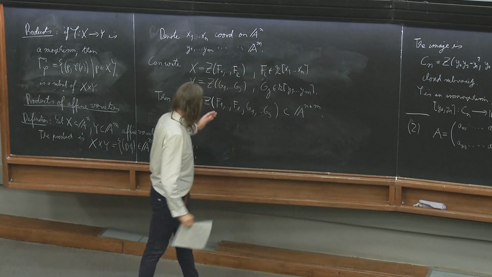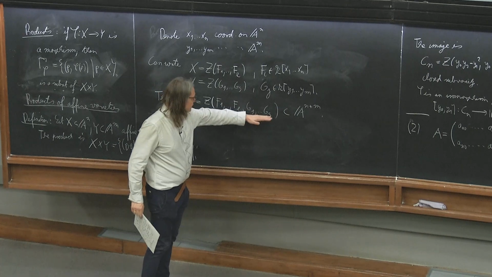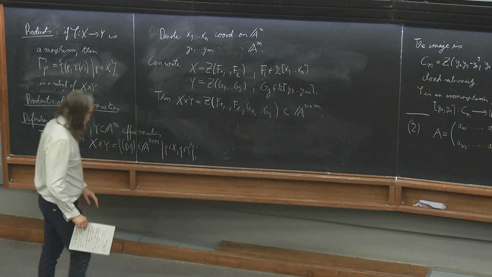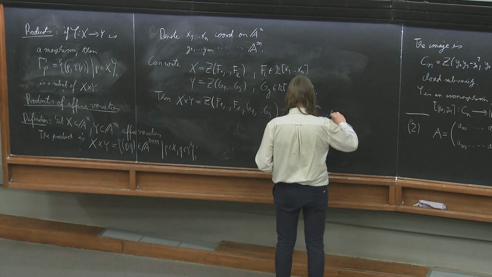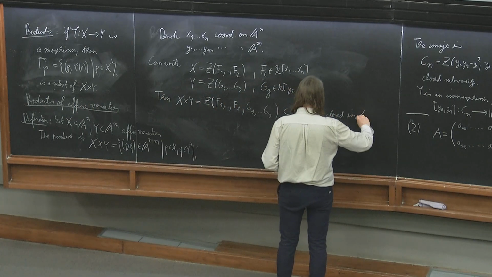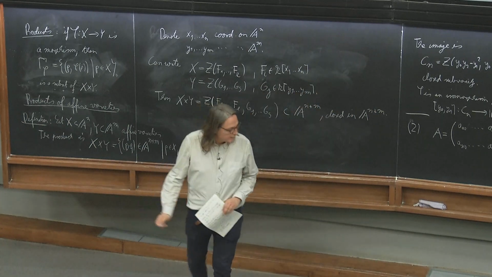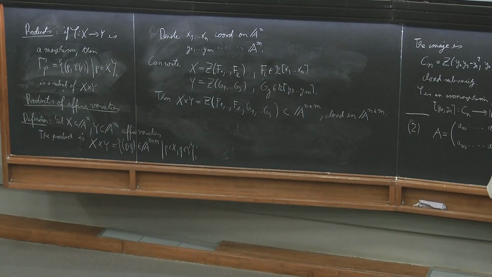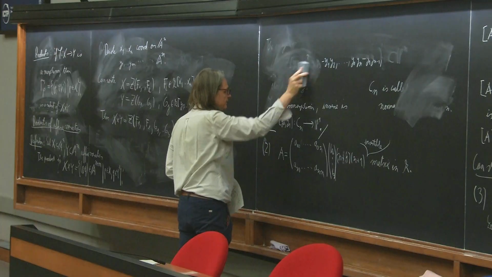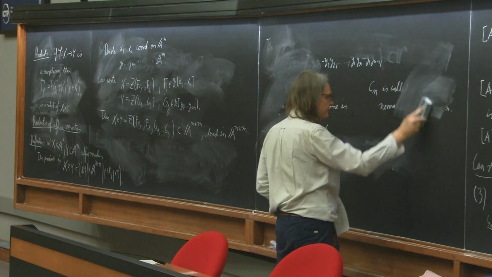No, just the first n coordinates are supposed to fulfill the f_i conditions, and the last m coordinates the others. This is just a product, so this is a closed subset in A^(n+m). So the product of two affine algebraic sets is an affine algebraic set. And now we would like that if these are varieties, then it will also be irreducible.